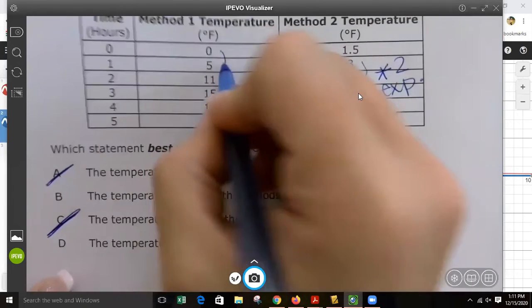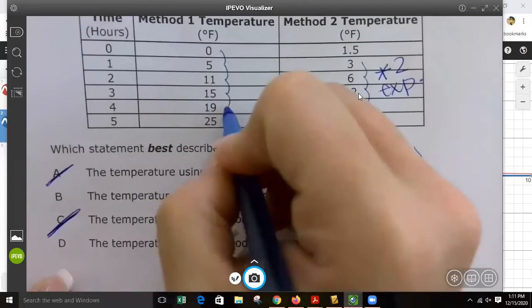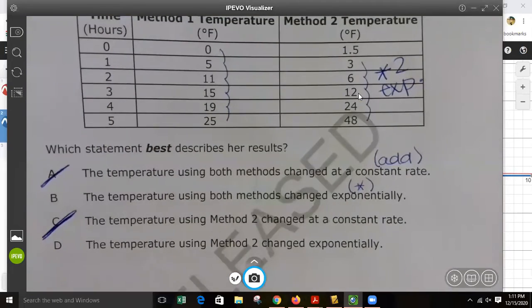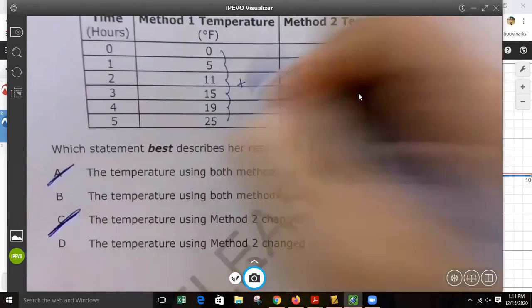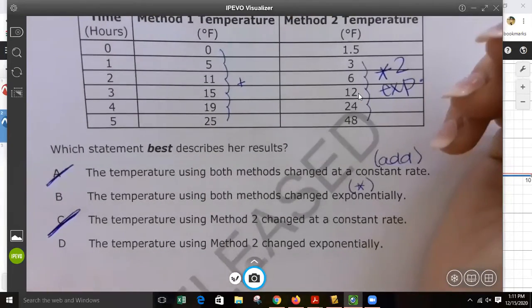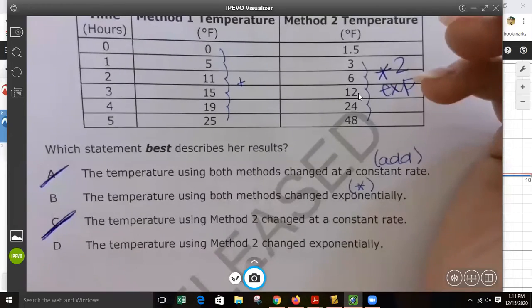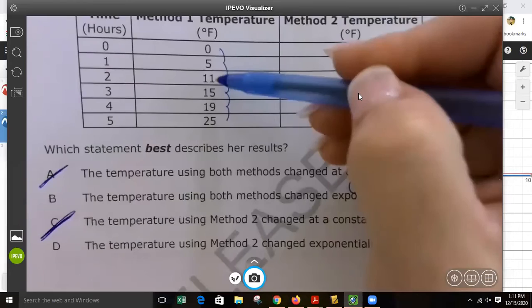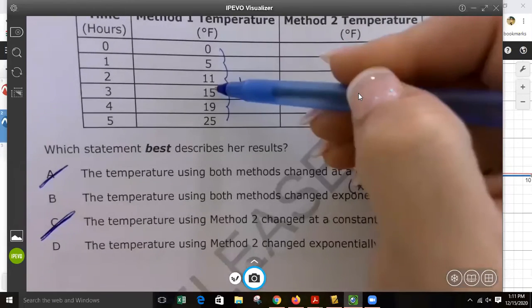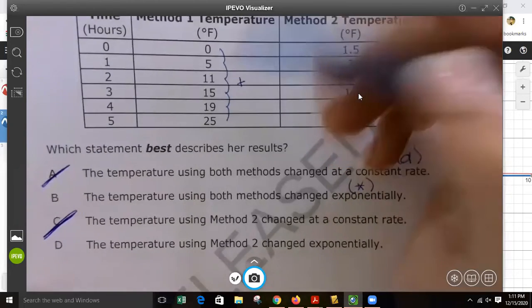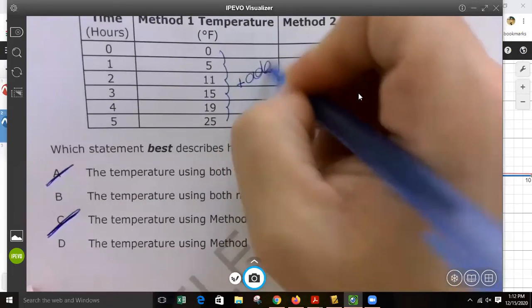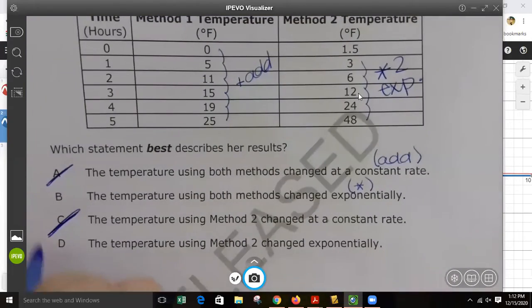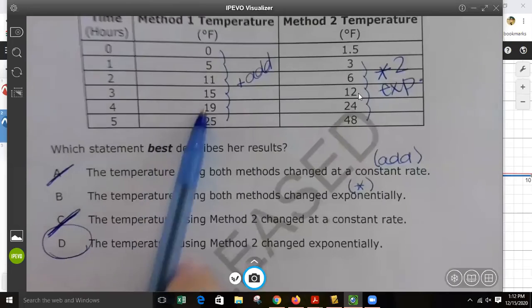What's happening each time right here? Pretty much each time. Not 4, but is it 4? It's close to what? 0 plus 5 is 5. 5 plus 5 is about 10. 10 plus 5 is 15, right? So this one is pretty much adding. So the only one it could be is D. We know that this is not multiplying. That's what we know.